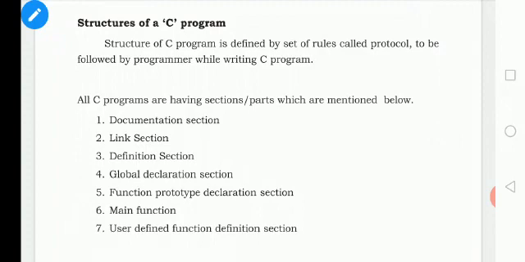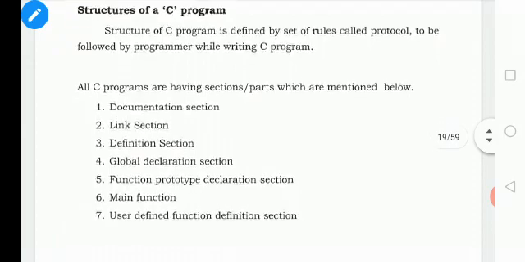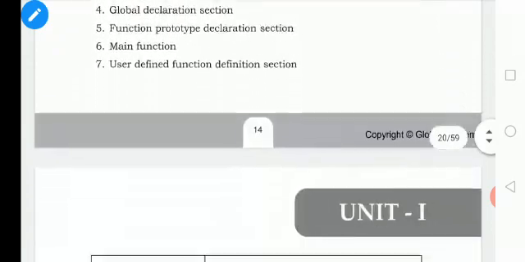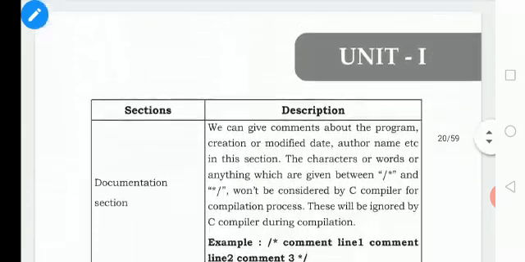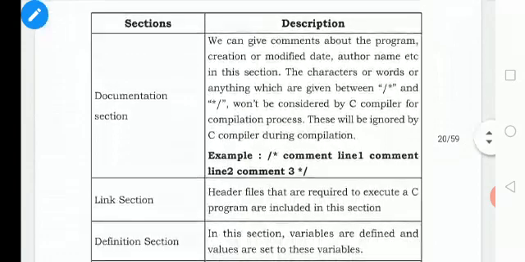Yes, what are they? Documentation section, link section, definition section, global declaration section, function prototype declaration section, main function, user defined function definition. So these are the 7 sections that are included in the C program, that is called the structure of C. And also we have seen the description of each.